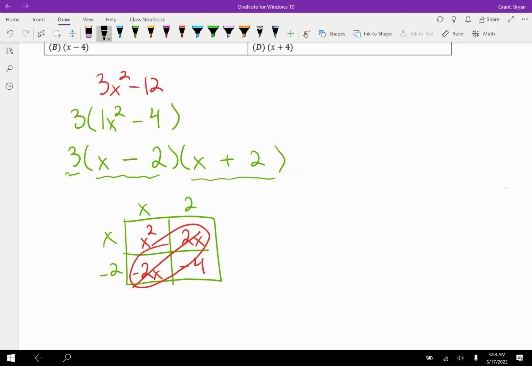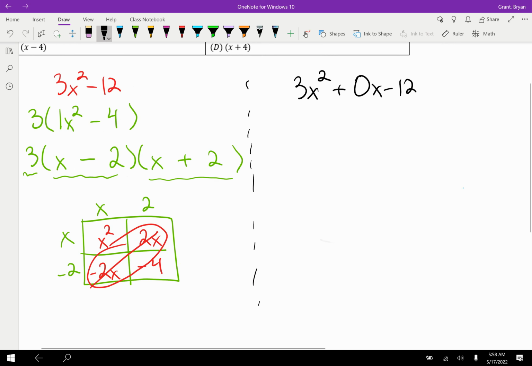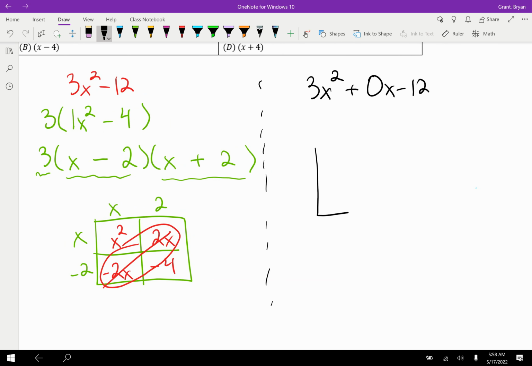Now you might be thinking, well, what if I didn't remember to do that? That's okay, you can still get the answer, and here's how. We could go through and say 3x squared and a minus 12. Now typically when we factor, we think ax squared plus bx plus c. And if there's no x in the middle, we can always add in a 0x. From here, you could certainly go through and try the box method.